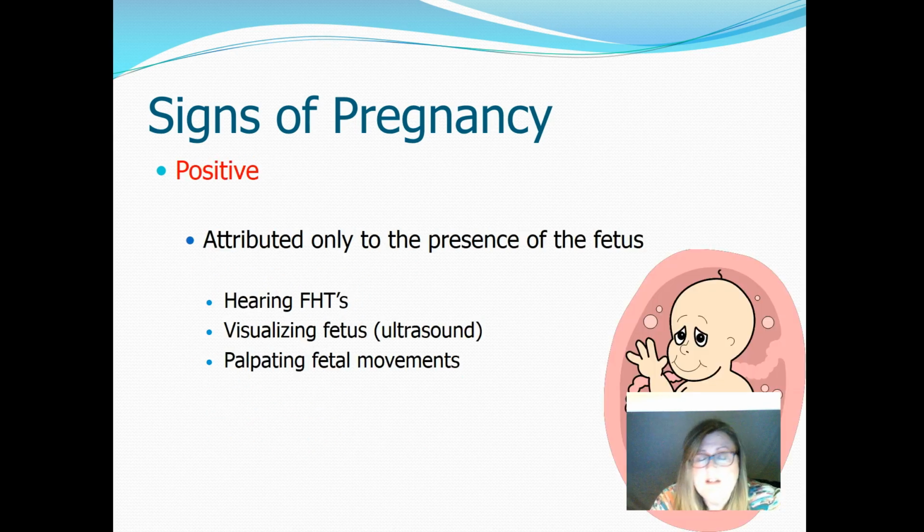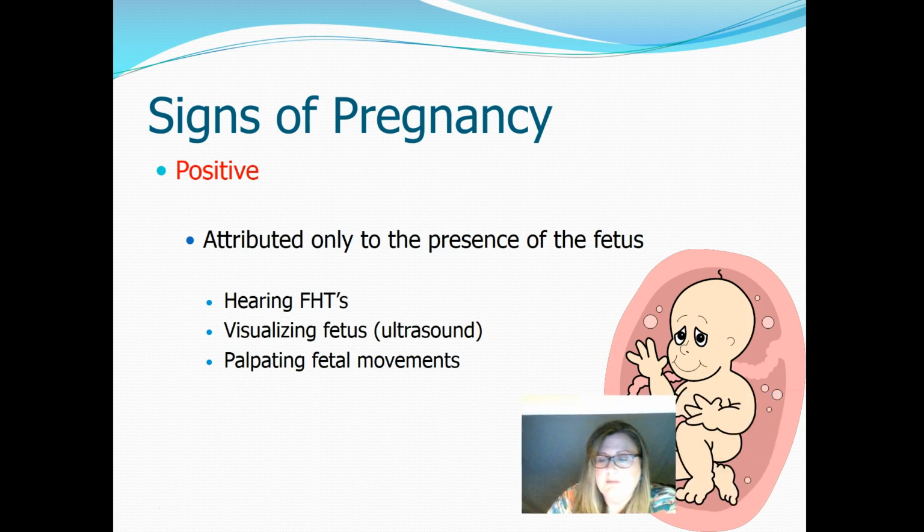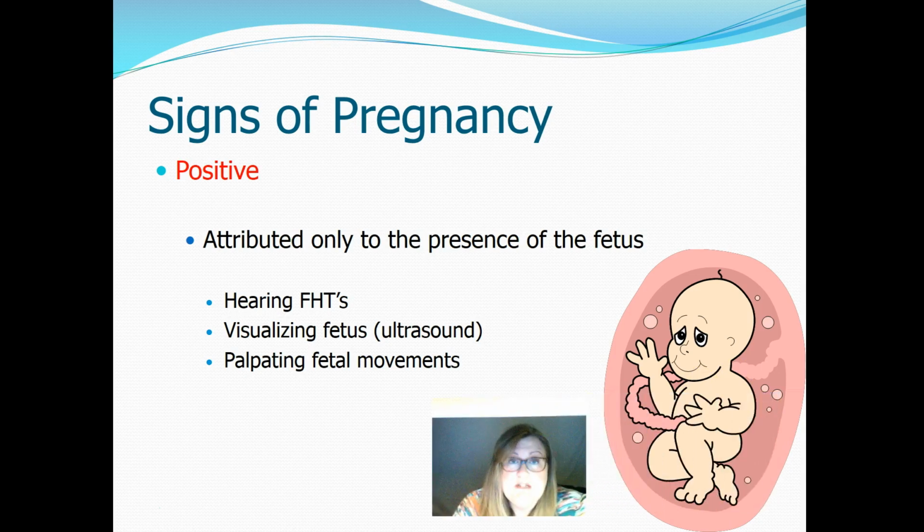And then positive signs of pregnancy, or these are signs that can only be attributed to a fetus. Only be attributed to the fetus. So, hearing fetal heart tones. So you put a Doppler on her belly and you hear a heartbeat that's 140. Well, the first thing you need to do is go do a radial pulse and check it and make sure mom's heartbeat is not 140.